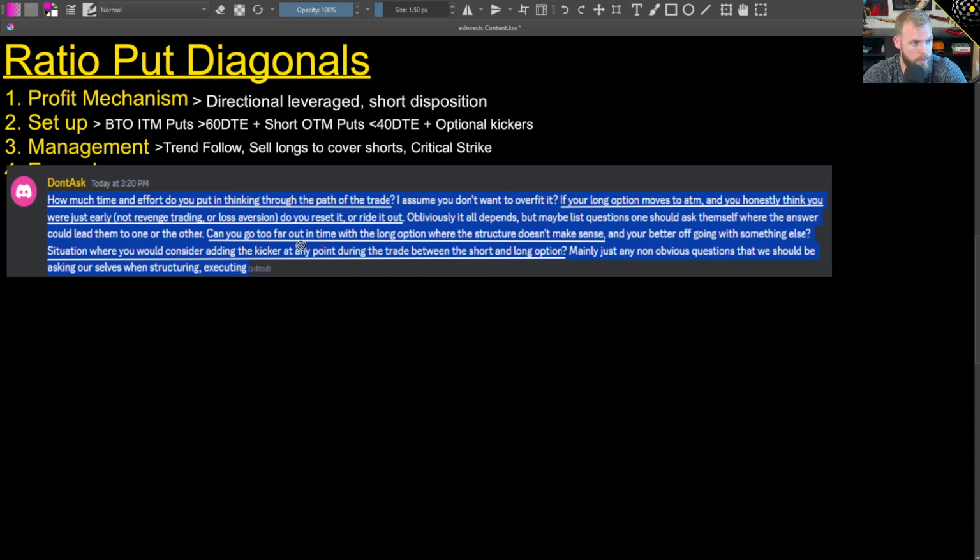If it's not at the stop, I don't get out. Simple as that. Can you go too far out in time with the long option where the structure doesn't make sense? This applies if you're using a really low delta. The reason is, if you go super far out in time and you have like a 10 delta, there's no gamma there either. So even if you get a big move, you're not going to see most of it.